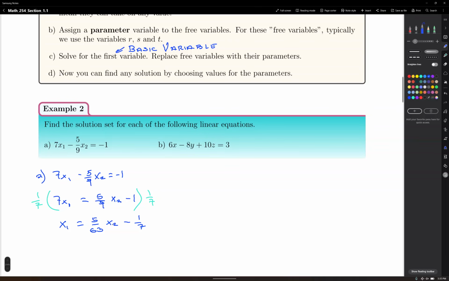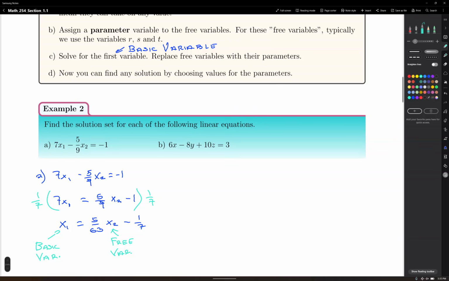So in this case, this is our basic variable, and this is our free variable. Okay, so what are we going to do? Yes, how did the -5 over 9 become positive? Oh, because it was negative, we moved it to the right-hand side as positive with the opposite sign. Yep. And what do we do next?